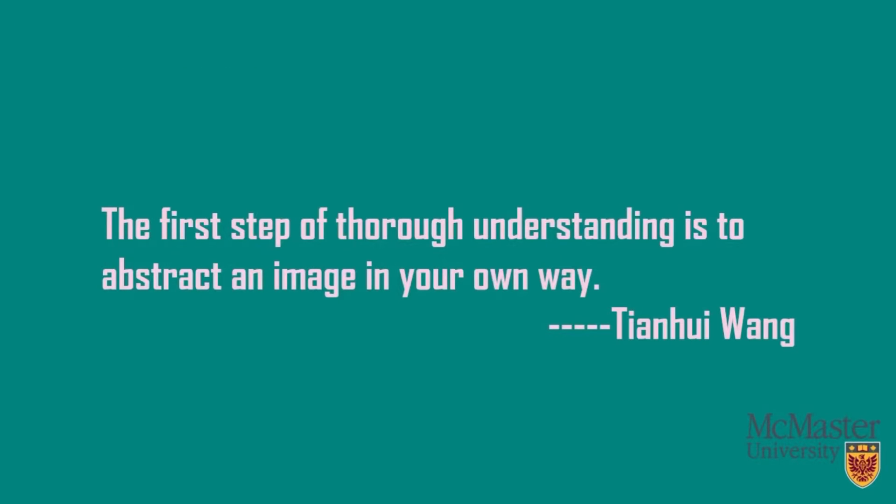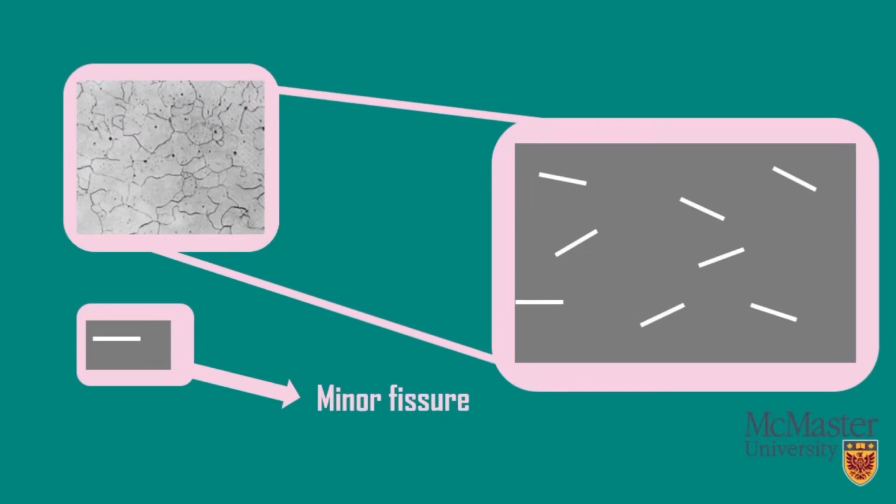So, the first step to thorough understanding is to abstract an image in your own way. I will continue to enlarge the magnification and cartoon the image. Through this concrete cartoon, we can easily understand that in the microstructure, there are many extremely small cracks distributed inside the iron. These cracks are the culprits that cause the iron to break. When the iron is stretched, these cracks will be torn wider due to the force. When the size of the crack reaches a certain limit, the entire iron column will break. This is what we call failure.